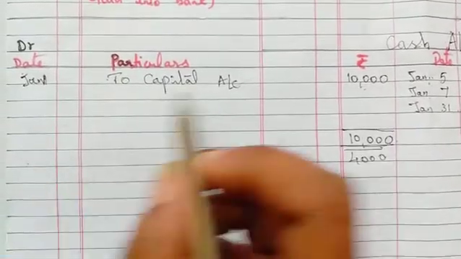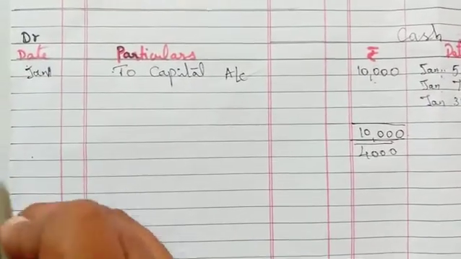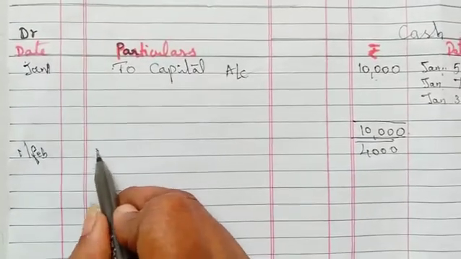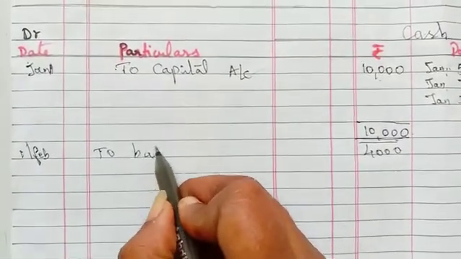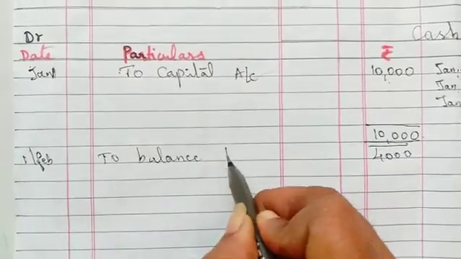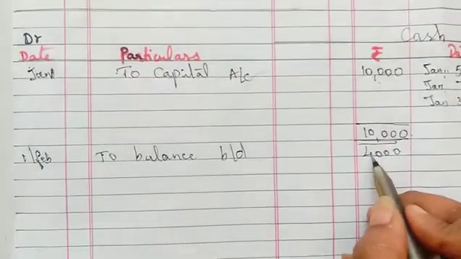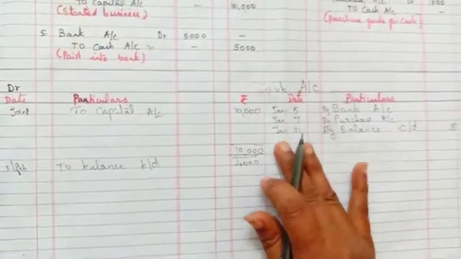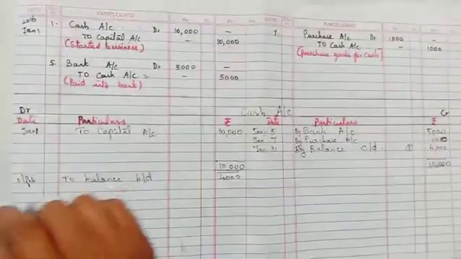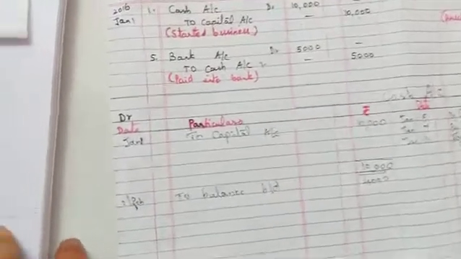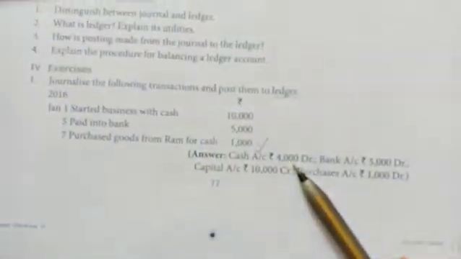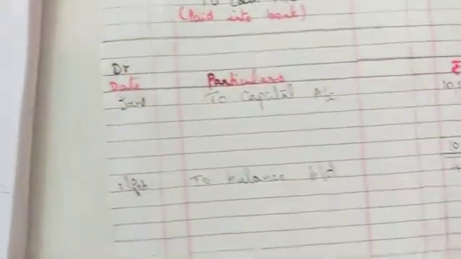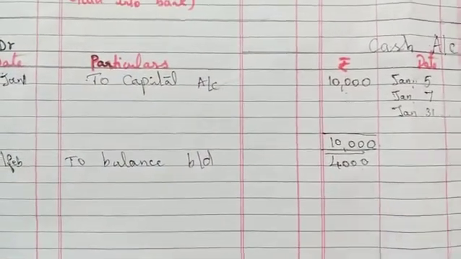Here, next to January, the next month is February. So writing 1 February here, what do I write? To balance brought down, and the same amount. So if you write this, what about the cash account? See the answer here. The cash account answer is 4,000. So see the answer here also, the cash account answer is 4,000.